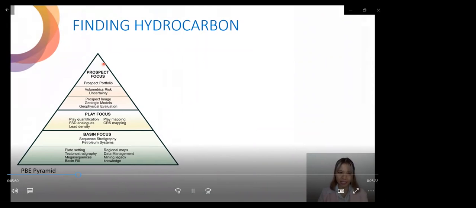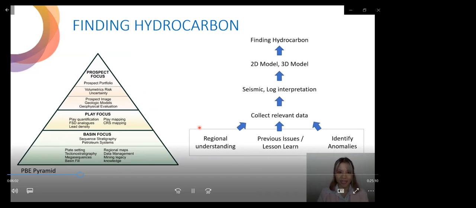In this slide, this is a summary of the play-based exploration pyramid in the oil and gas industry. We need to focus on the basin and play more than we focus on the prospect. On the right, in Iraya, we have customized this workflow using machine learning or artificial intelligence technology. It's basically to show you, before having a location to drill, given sufficient data, you would normally have a model to choose location from. But before constructing the model, you would already have some seismic or log interpretation.